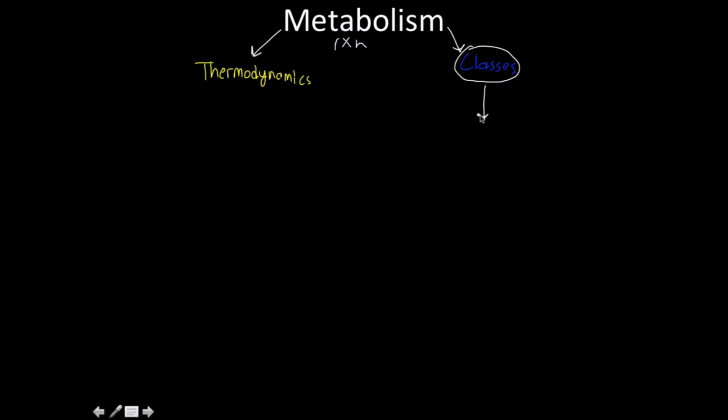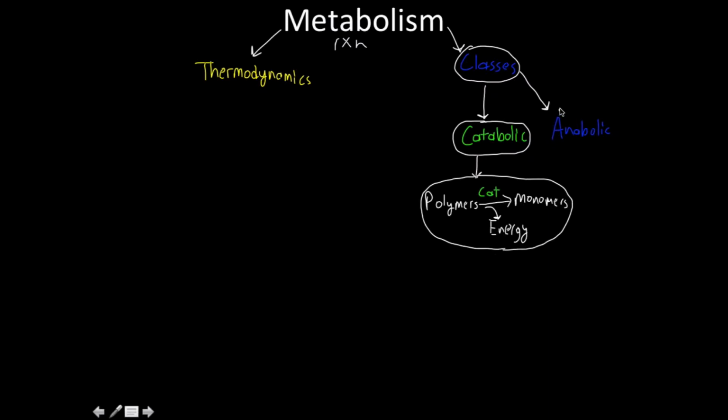Or two different types of classifications of metabolism, and this is catabolic metabolism and anabolic metabolism. Catabolic metabolism is where we're taking polymers and we're going to break those polymers down into useful energy. Whereas an anabolic reaction is a reaction that is taking monomers and we're building polymers out of it and we're consuming energy.